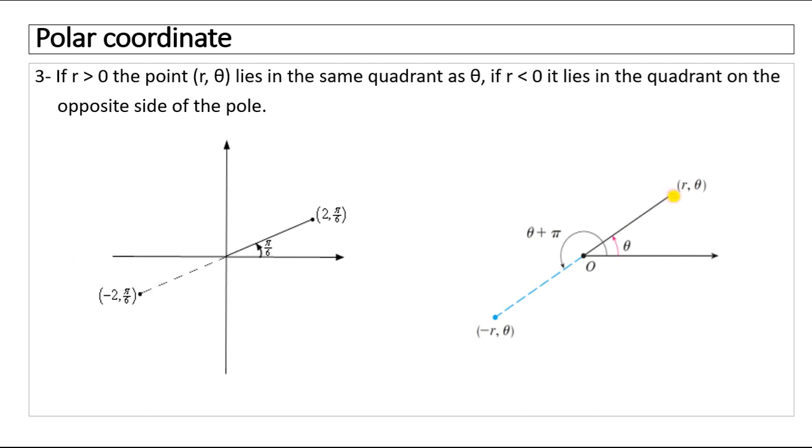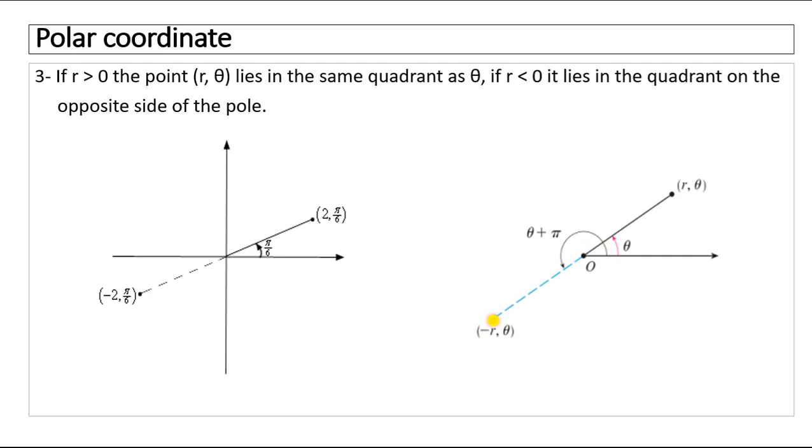The point (r, theta) lies on the same line, in the same quadrant as theta. But if r is less than 0, the point P lies in the opposite quadrant of theta. If r is greater than 0, then the point P lies in the same quadrant as theta, but if r is negative, then the point P lies in the opposite quadrant.